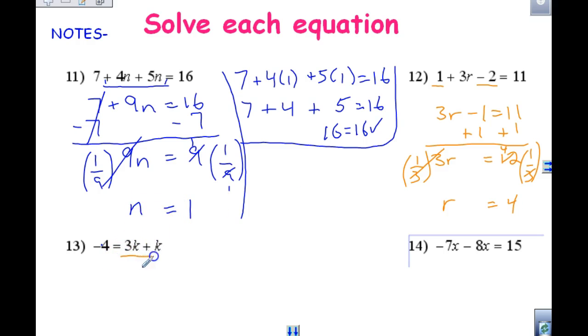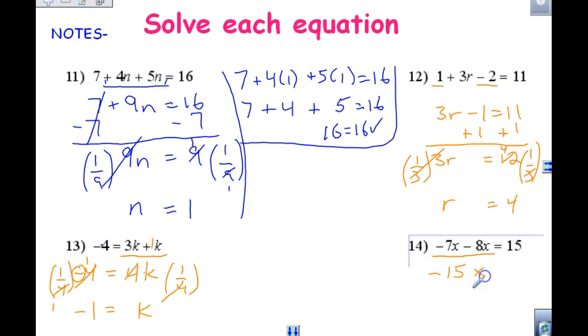Down here we have 3k plus 1k, so we have 4k. On the right, multiply by the reciprocal of 4, 1/4, on both sides. And those 4s will cancel out. And you're left with -1. So there's a negative left over. We have -1. Well, same thing actually if you end up doing this last one. -7 and -8 made -15x.